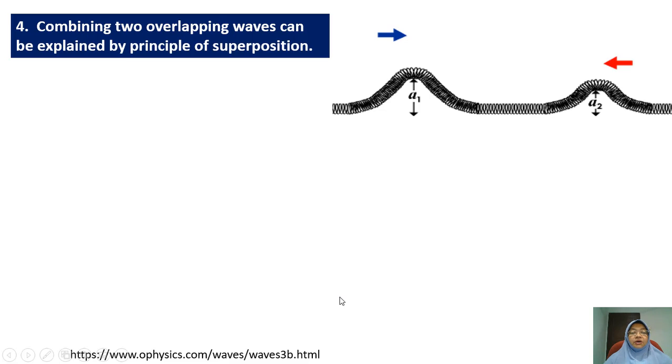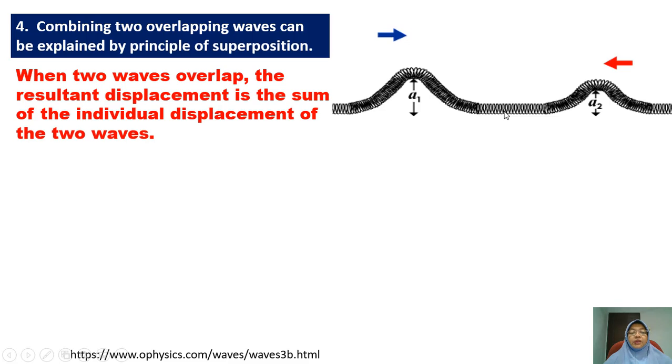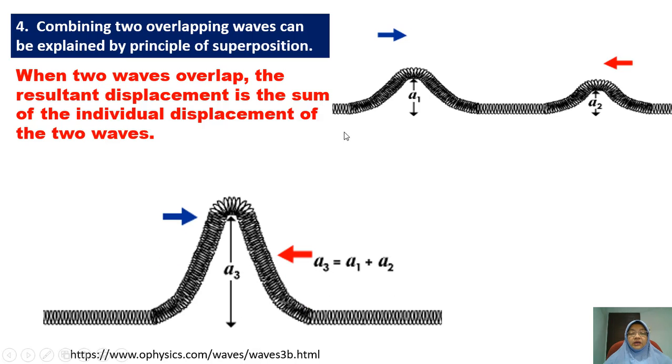Now, combining the two overlapping waves can be explained by the principle of superposition. So we have A1, this pulse moves from left to right with the amplitude A1, and then a wave moves from right to left with a smaller amplitude A2. They will meet together at this point. When the two pulses overlap, the resultant displacement is the sum of the individual displacements of the two waves. That means A1 plus A2 will become A3, so a bigger amplitude.